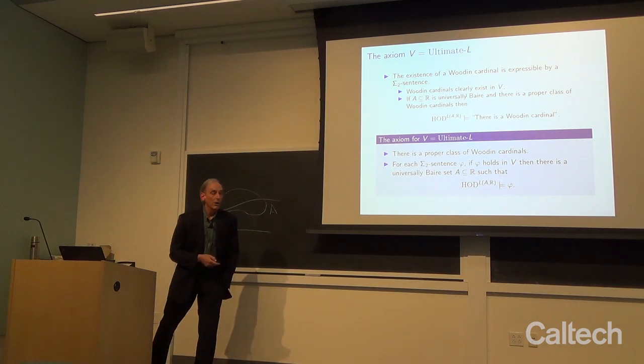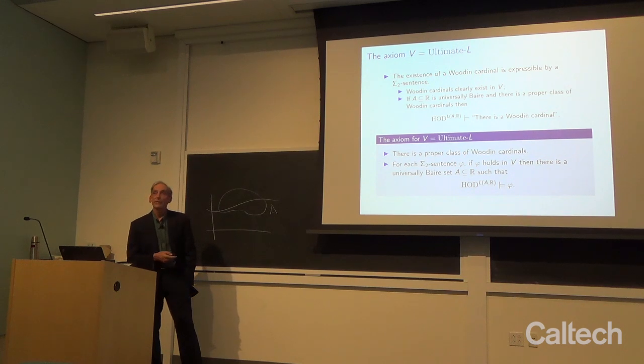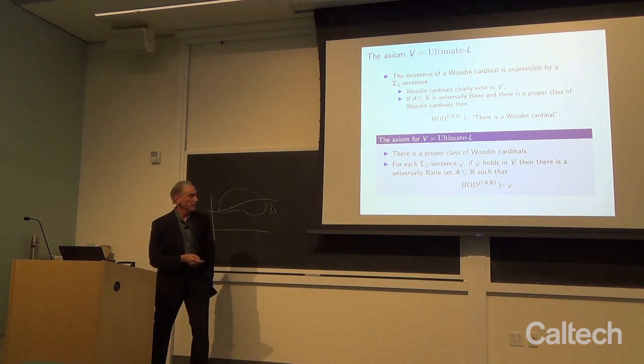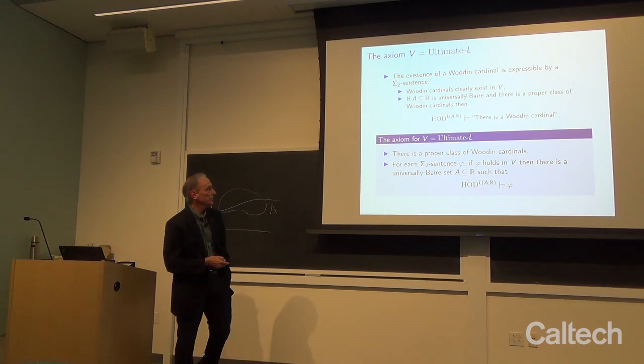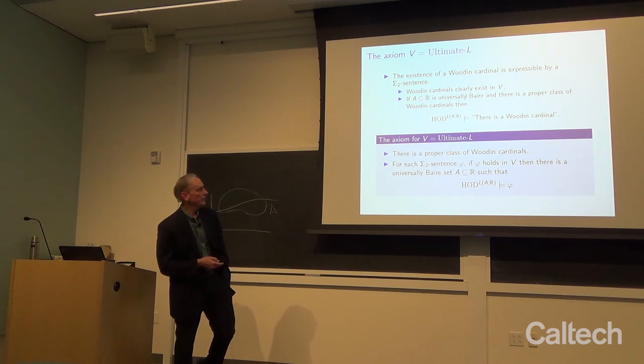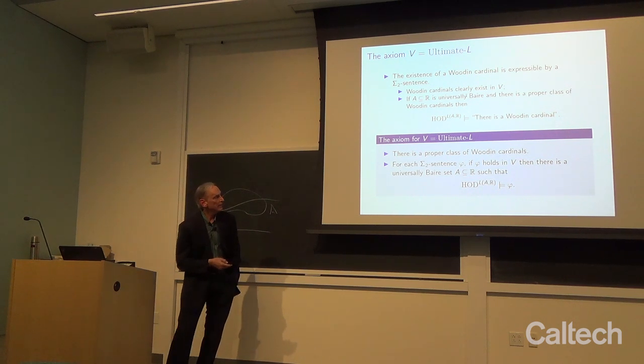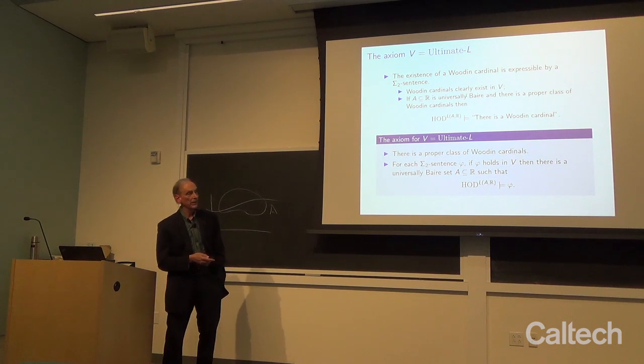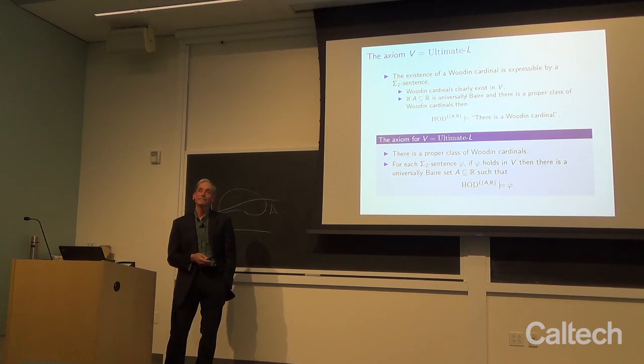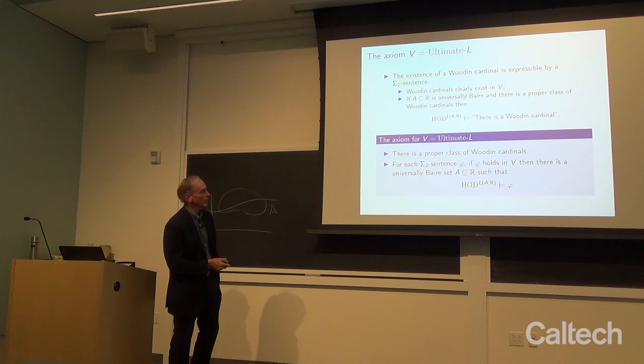The axiom asserts there's a proper class of Woodin cardinals. That's to make the universally bare sets behave properly. And then, for every Σ2 sentence φ, if φ holds in V, then there's a universally bare set A such that HOD of L(A, R) satisfies φ. These are our test models.